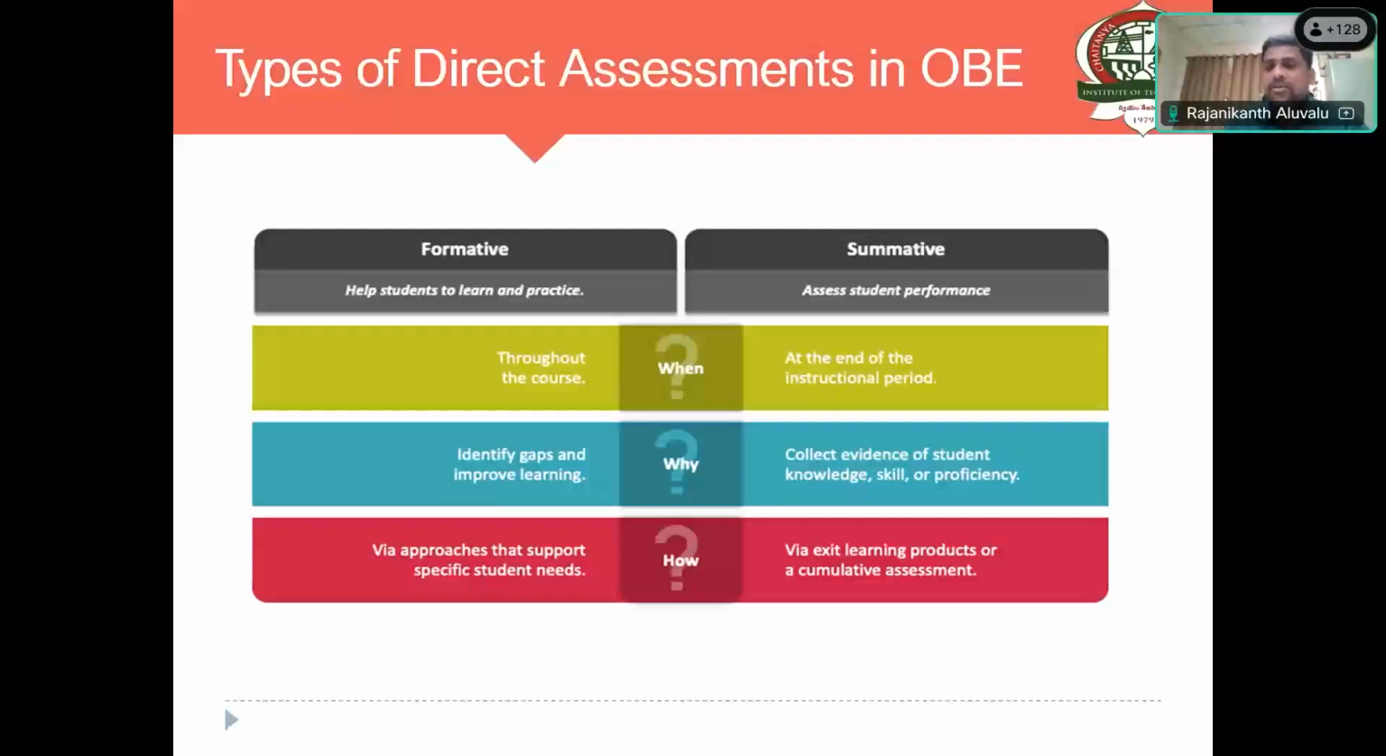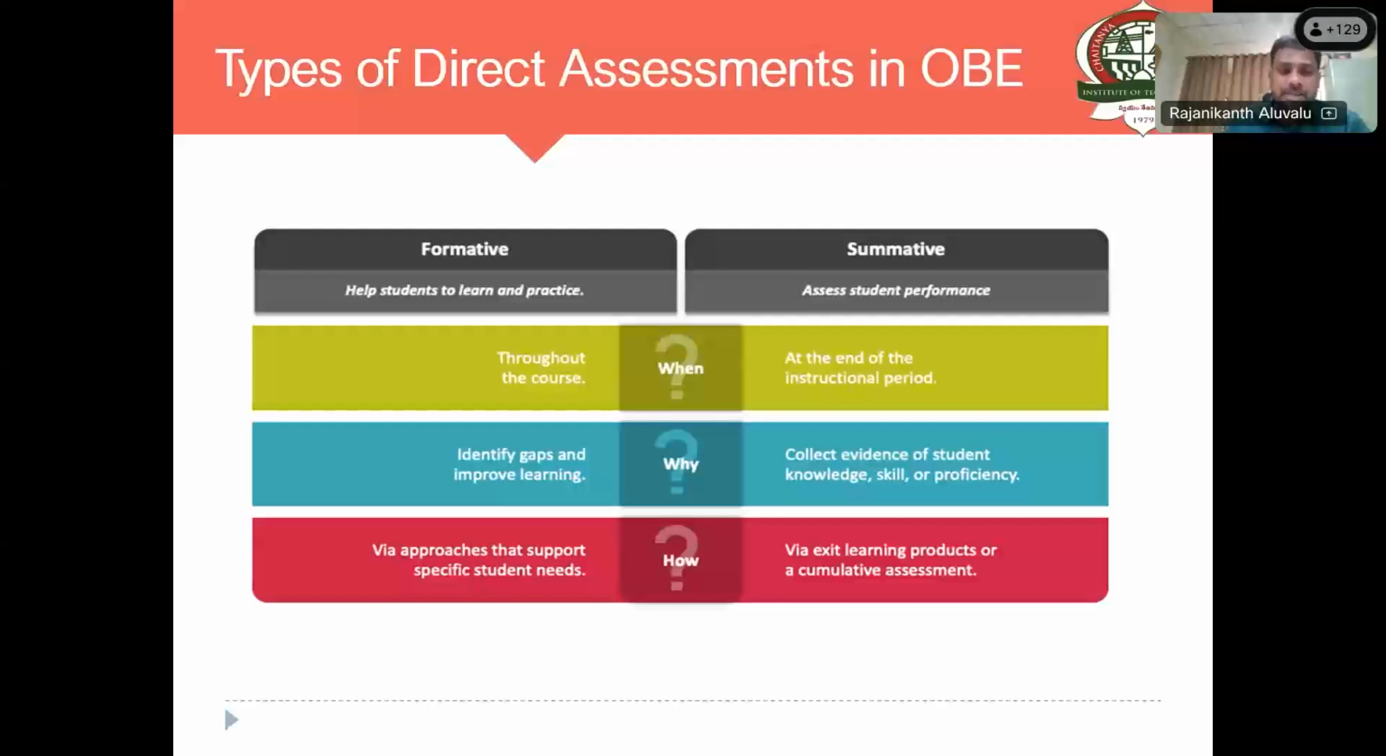And we will not get any fine-tuning option for the student performance in summative tests. But whereas in formative tests, we always get it. And now the point, when do we do this formative test? As I said, it's throughout the course. And it's not going to be a one time, two time, it always depends on the faculty decision.